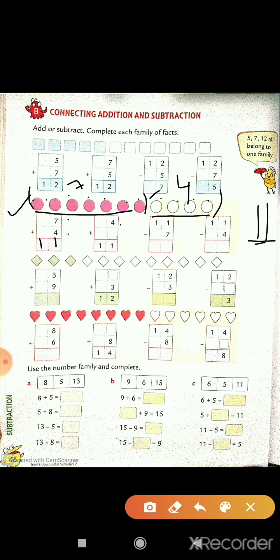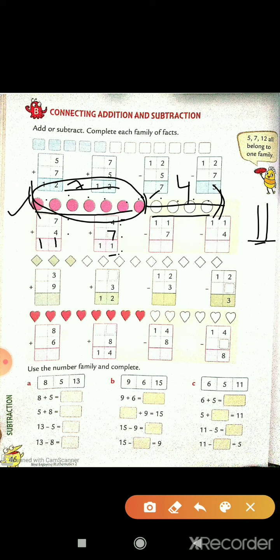Now 4 plus dash is equal to 11. So students, what are we going to do? 11 minus 4. That is the sum minus the given number. So these are already 11. If we subtract 4 from 11, how many are left, students? 7 are left, right? So here we are going to write 7.